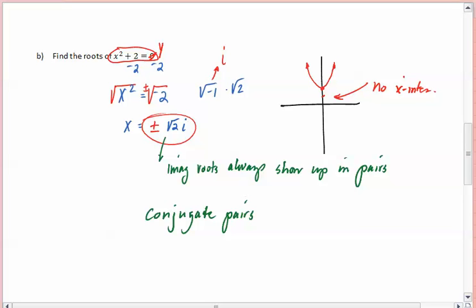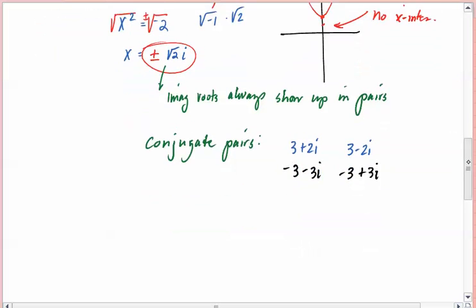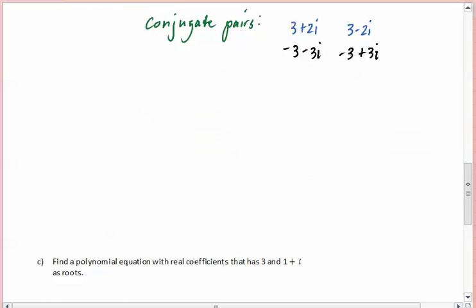Now, let's take a look. Here's what we mean by that. Let's just say I have 3 plus 2i. Well, the conjugate would be 3 minus 2i. Okay, so what if I had -3 minus 3i? Well, the conjugate, don't change the first one. We change the middle sign only. That's what a conjugate is. We only change the middle sign. So those are conjugate pairs. And they always come in a pair, right? It's implied. It basically says it right there. They come 2 at a time.